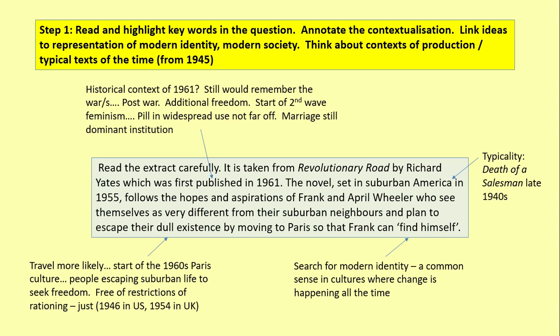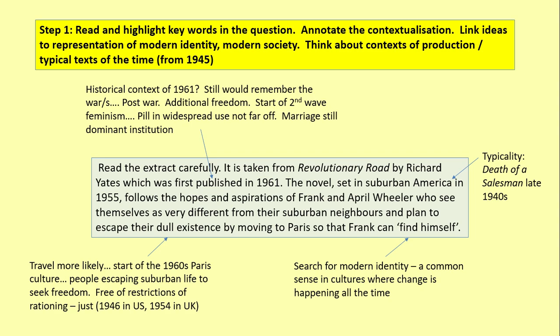Now, it's interesting how they put this statement here: plan to escape the dull existence by moving to Paris so that Frank can find himself. So this idea again of journey. If you've seen one of my other videos, I've just talked about this. The journey as a metaphor. That journey is not just that physical journey, it's also that emotional journey that comes with new experiences.